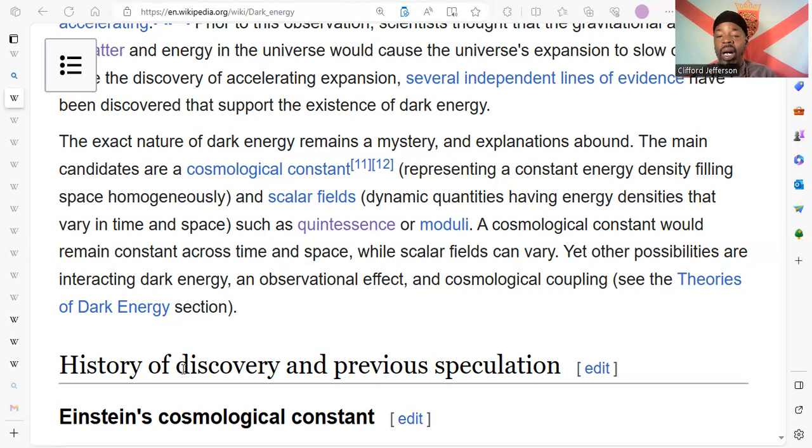A cosmological constant would remain constant across time and space, while scalar fields can vary. Yet other possibilities are interacting dark energy and observable effect of cosmological coupling. See theories of dark energy.